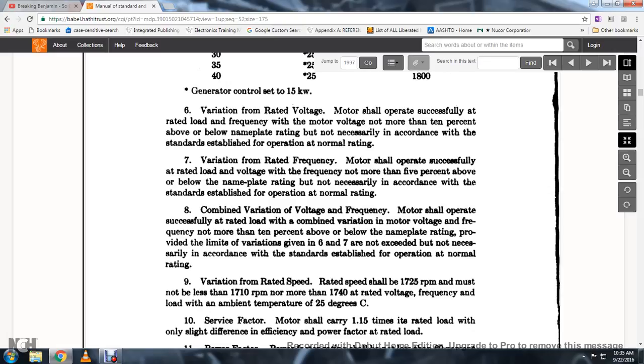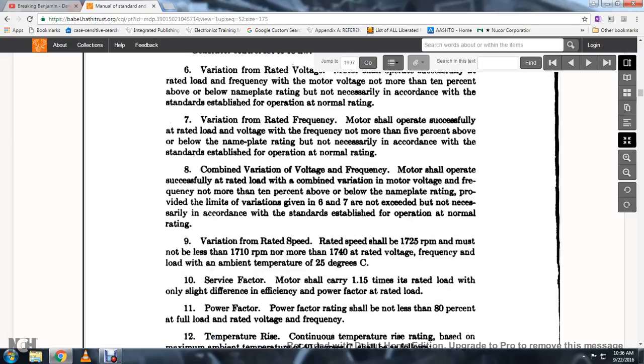8. Combined variation of voltage and frequency: the motor shall operate successfully at rated load with a combined variation of motor voltage and frequency not more than 10% above or below the nameplate rating, provided the limits of variation given in 6 and 7 are not exceeded, but not necessarily in accordance with the standards established for operation at normal rating.